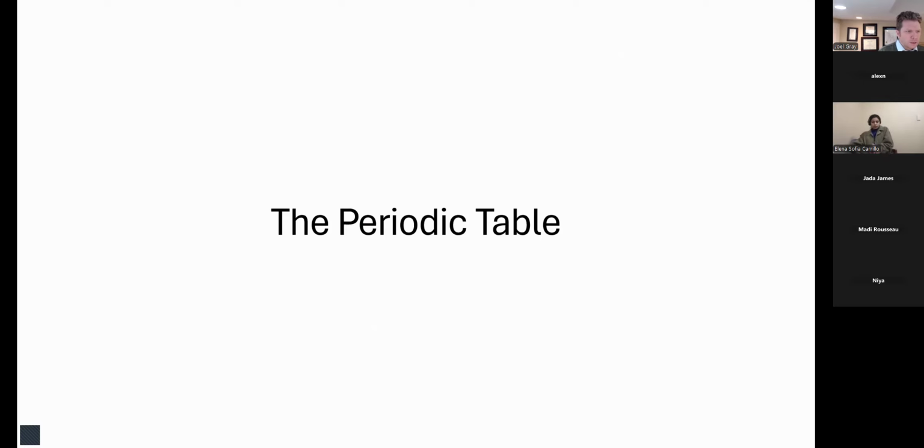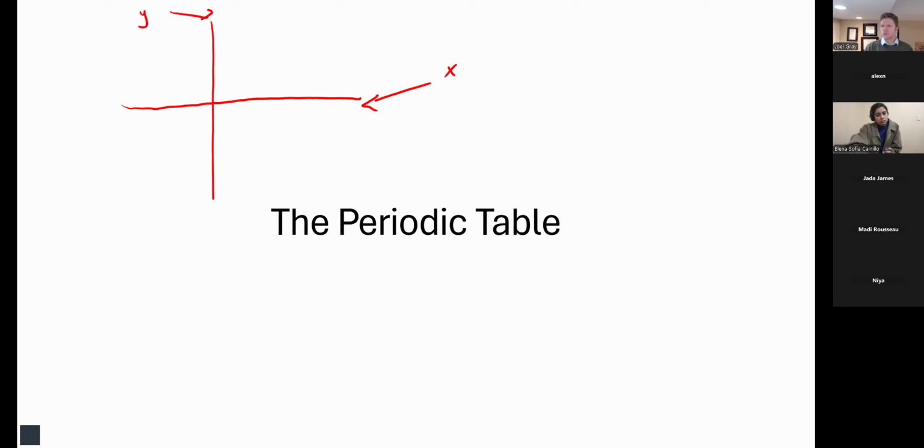I always like to draw an axis like this. Could everyone tell me what this axis is known as? If you're drawing quadrants, that's your x-axis. What about this one? It's your y-axis. And how many dimensions are we looking at when we look at our x and y-axis? Two. Perfect.